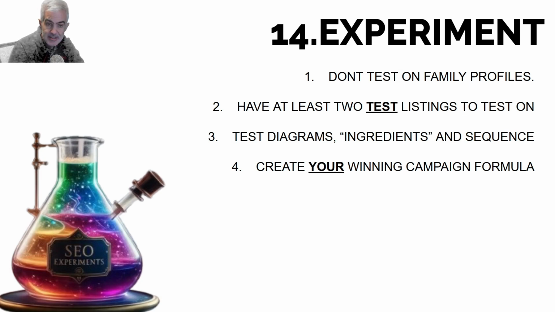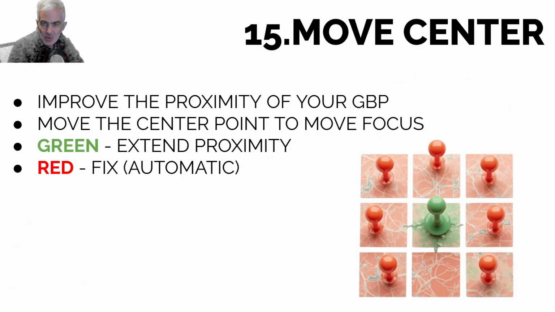Run more jobs, basically. Move the center. On the GBP Blast, you can move the center of your Geogrid up here, and then you can start a new Geogrid basically up in the corners so that you can extend proximity if it's green, fix it if it's red. Real worthwhile feature in the program, so definitely make use of it.